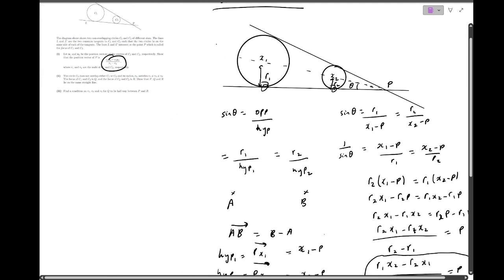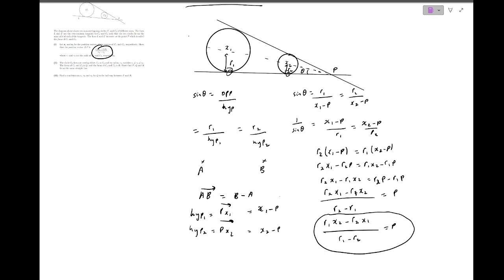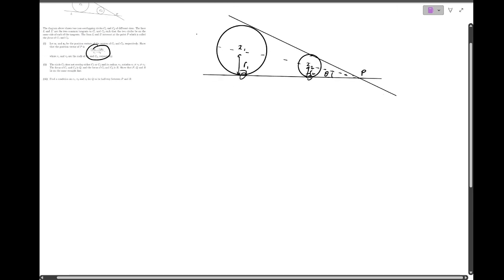So for part two, now part two is the tricky bit in my opinion. I'm gonna get rid of all of this just so we can save space, but screenshot if you need to, or just rewatch that part of the video. Okay, I'm gonna first just note down the information we got from part A, that p is equal to (r1 x2 minus r2 x1) over (r1 minus r2).